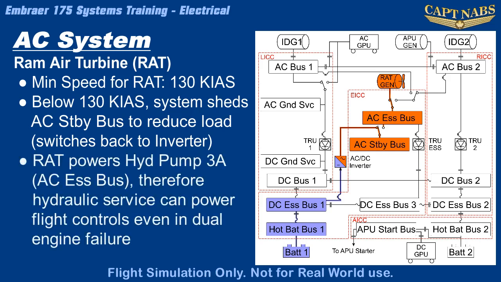It should be noted that the RAT, through the AC essential bus, will power the AC motive pump 3 alpha for the hydraulic system, thus providing limited hydraulic power for flight controls, even in case of a dual engine failure.